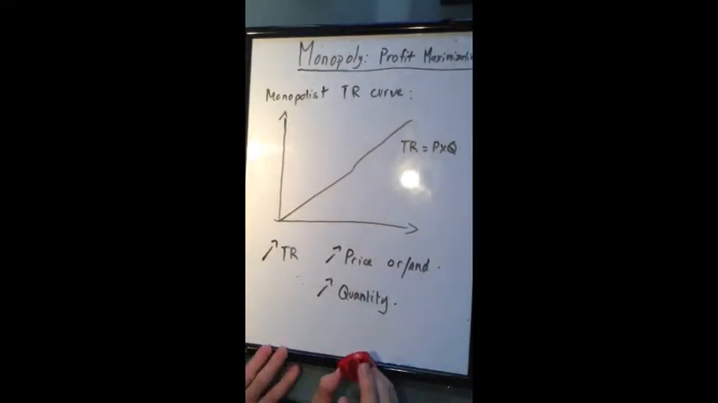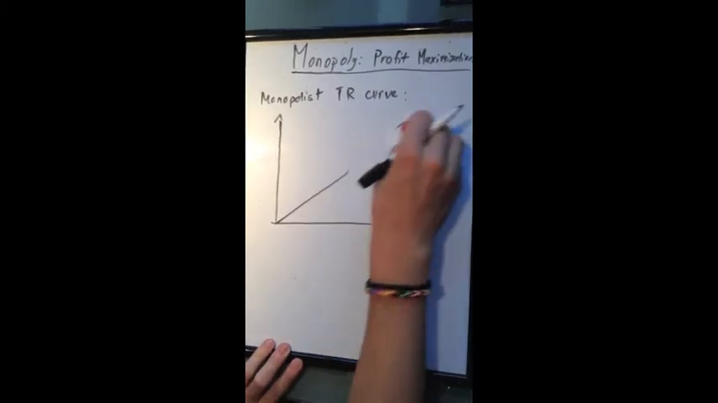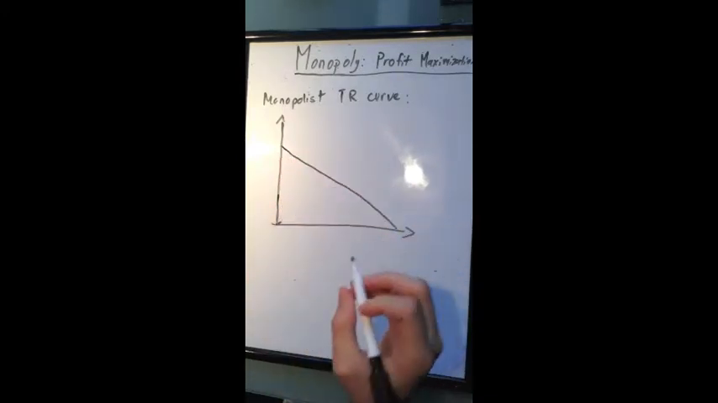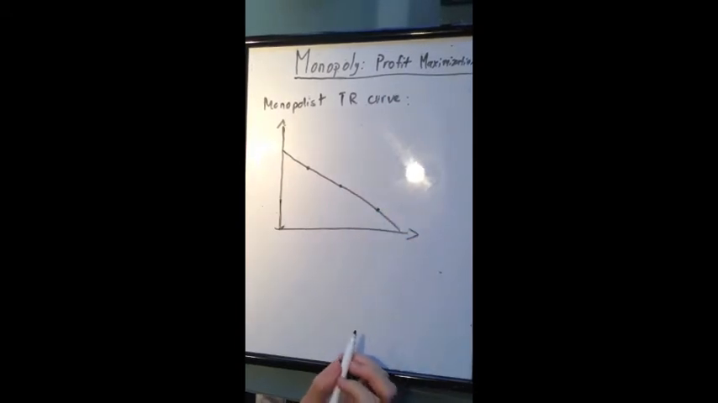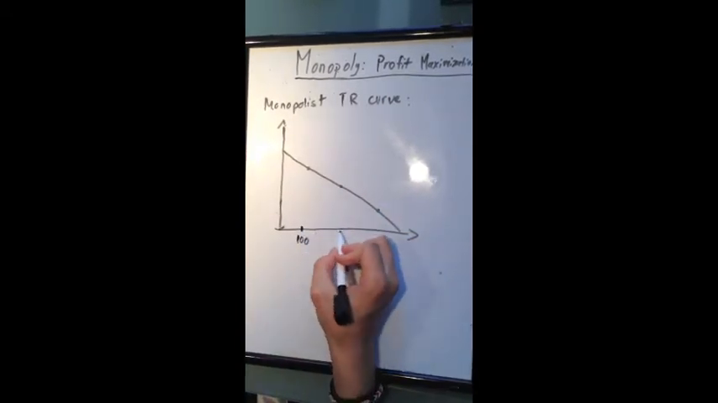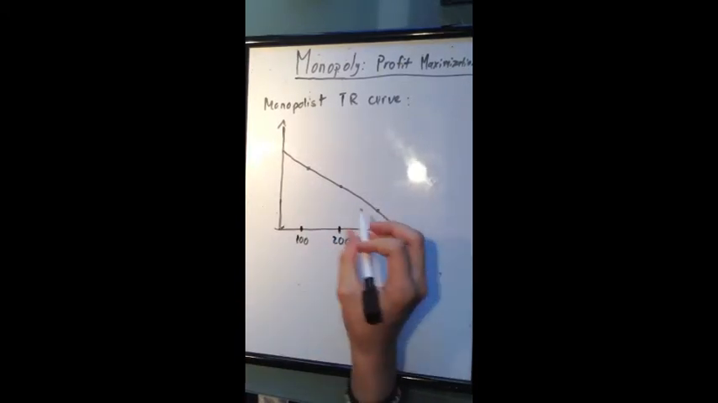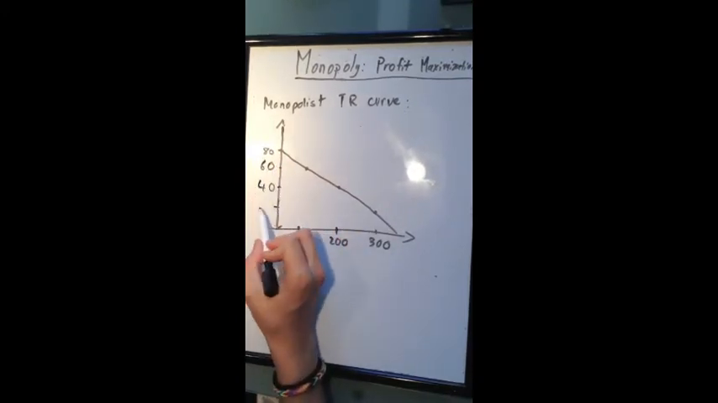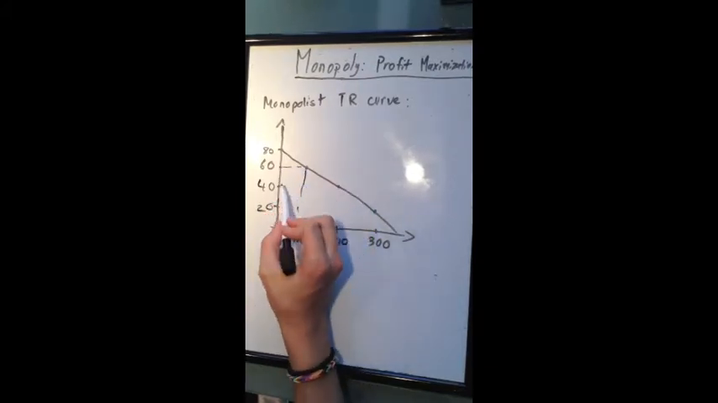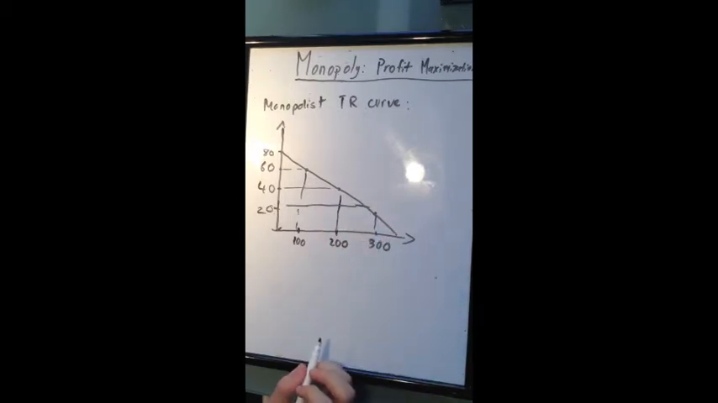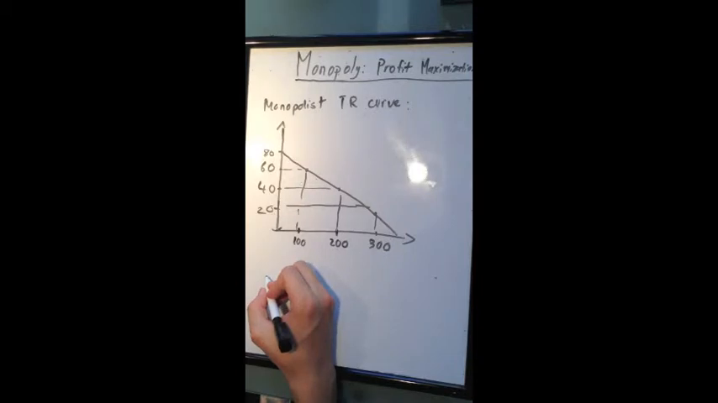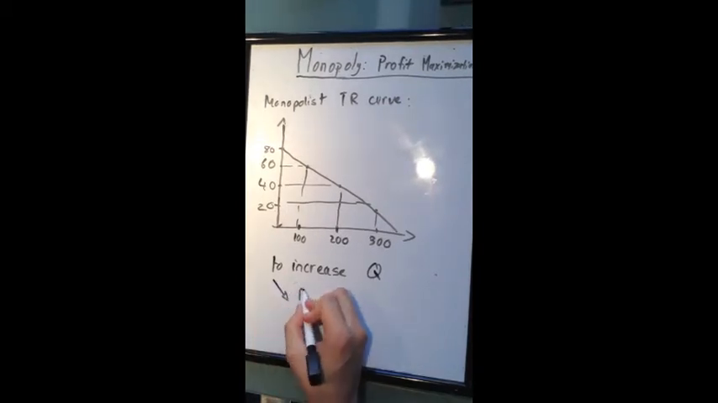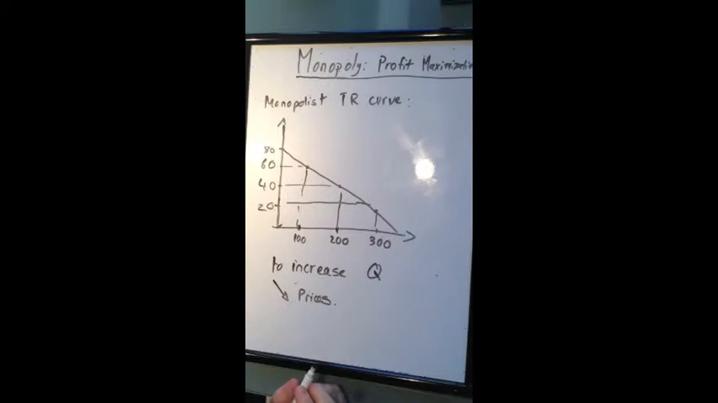Now here's how it changes for a monopolist. If we look at a monopolist's demand function, this is what we get, where points A, B, and C represent different prices and quantities. So if we take a quantity of 100, 200, and 300, where price is 80, 60, 40, and 20, we see that essentially, if you want to increase your output quantity, so to increase Q, you need to cut down your prices.